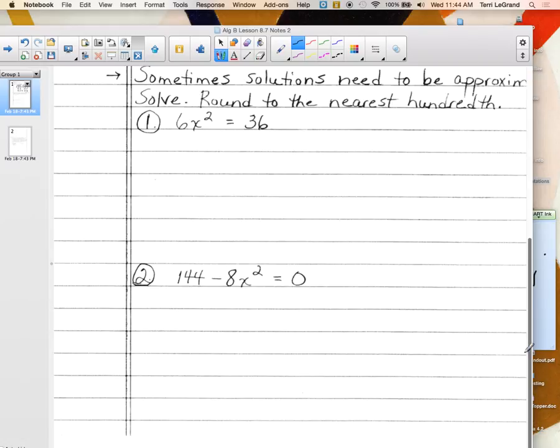Okay, but so we're going to still do the same process we did yesterday. We want x squared alone. What should we do first in this number 1? Brighton? Divide by 6.